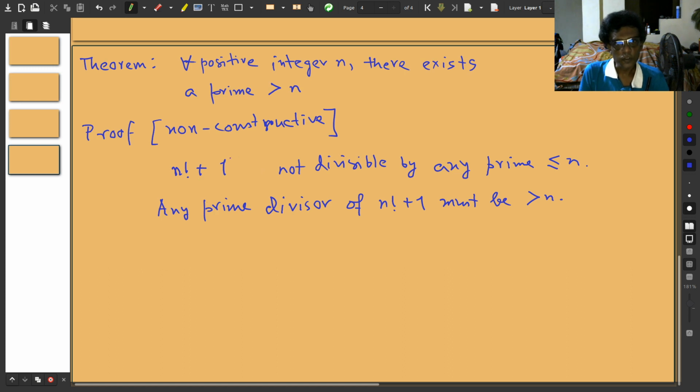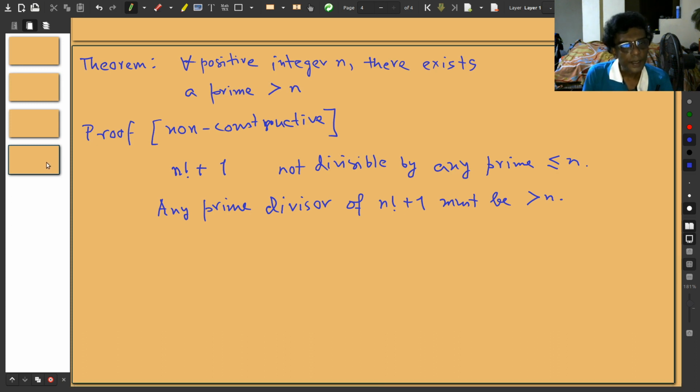Okay, so this is a non-constructive proof, because I do not know whether this is prime or not. I cannot construct a prime as an explicit function of n. But we can argue that there exists a prime divisor, and any prime divisor of n factorial plus 1 must be greater than n, whatever it is. Okay, good.